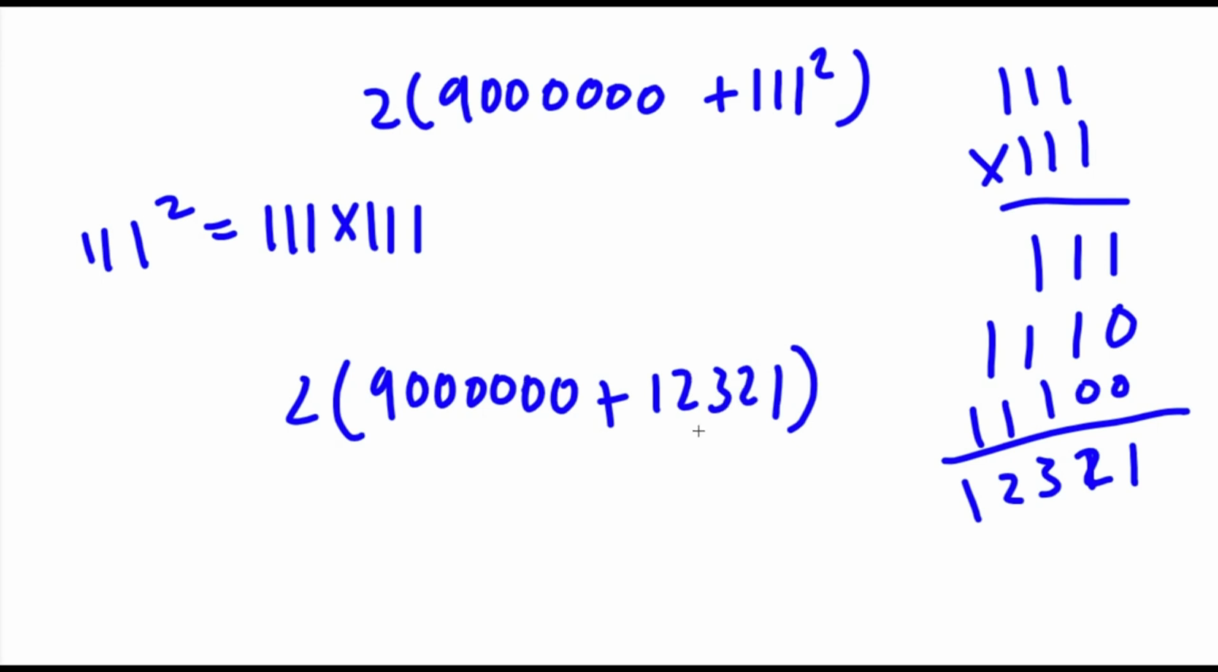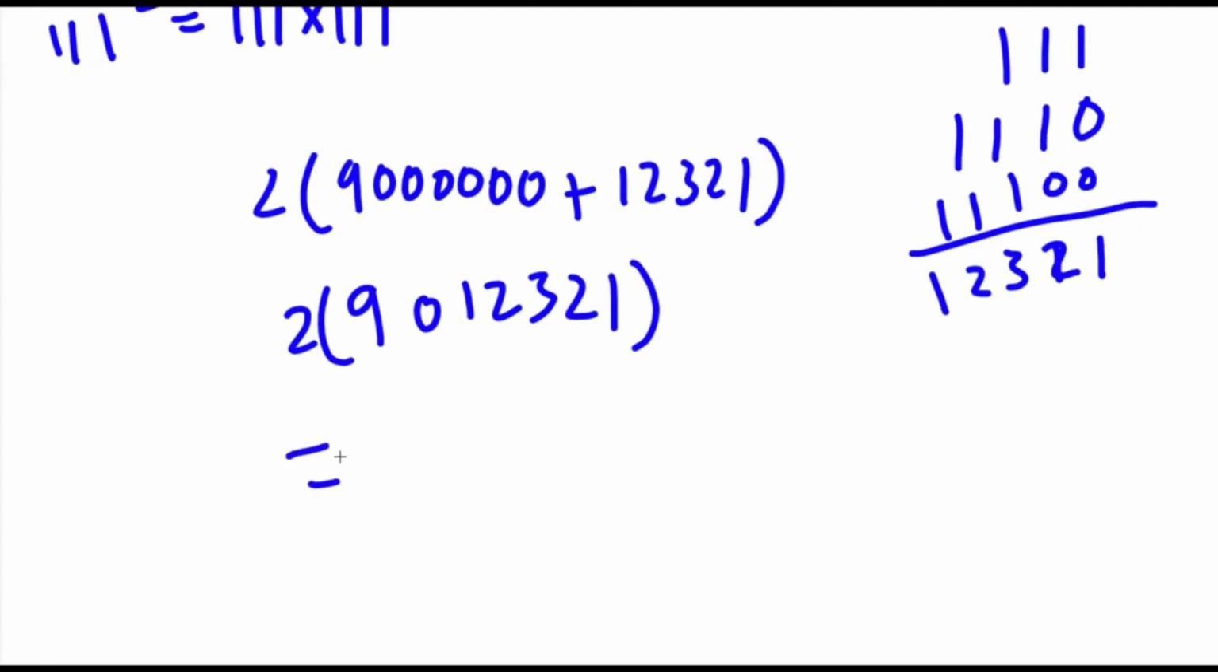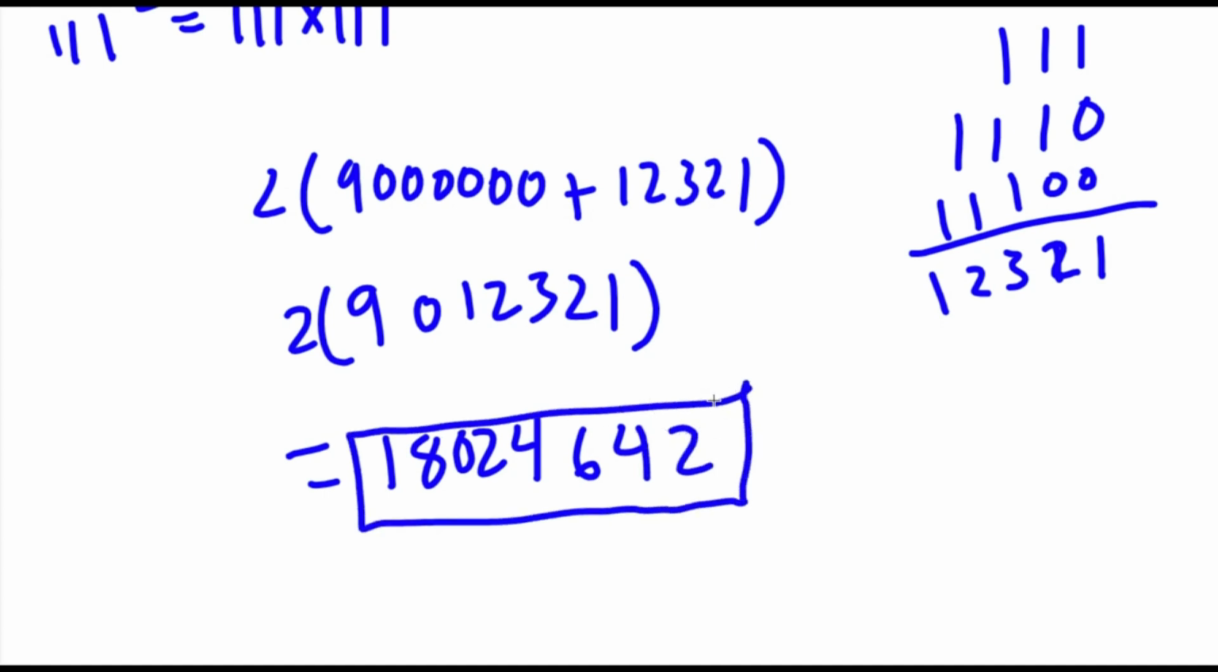Now, 9 million plus 12,321 is going to be 9,012,321, and 2 times that is going to equal 18,024,642. So this is our answer.